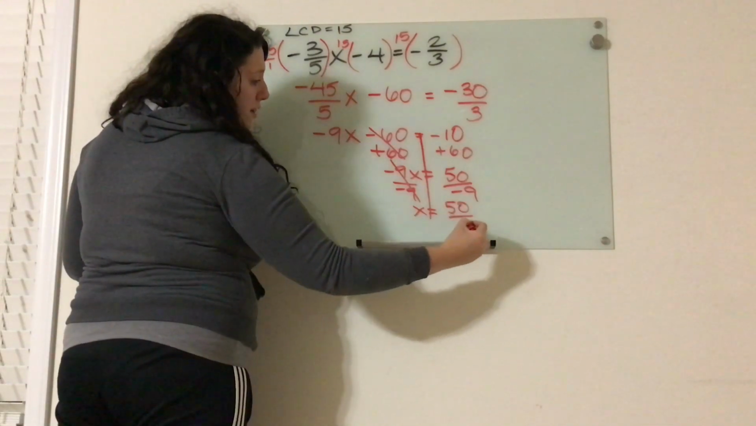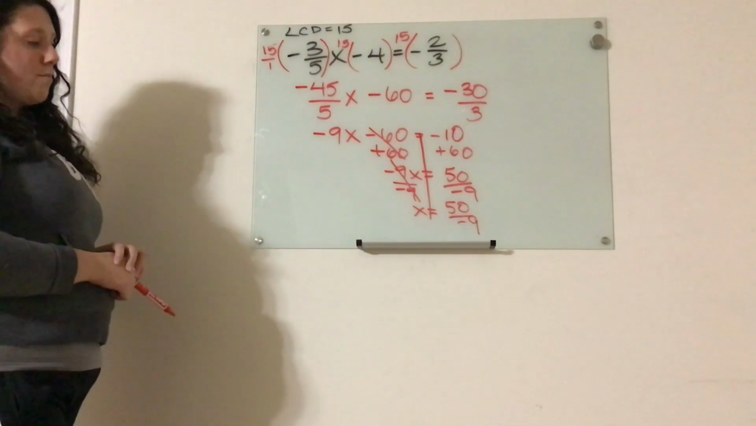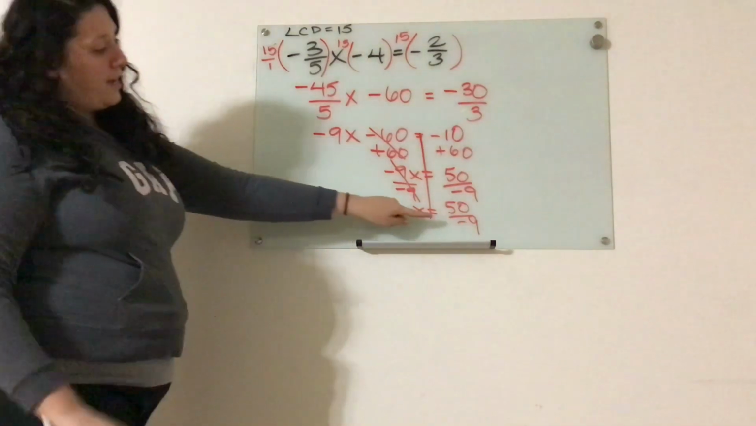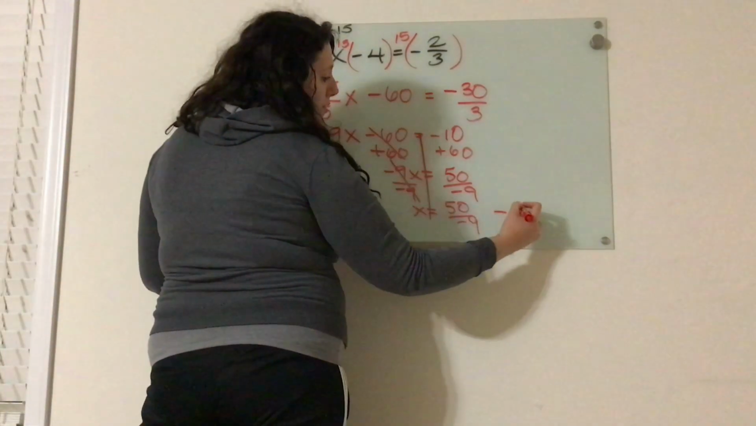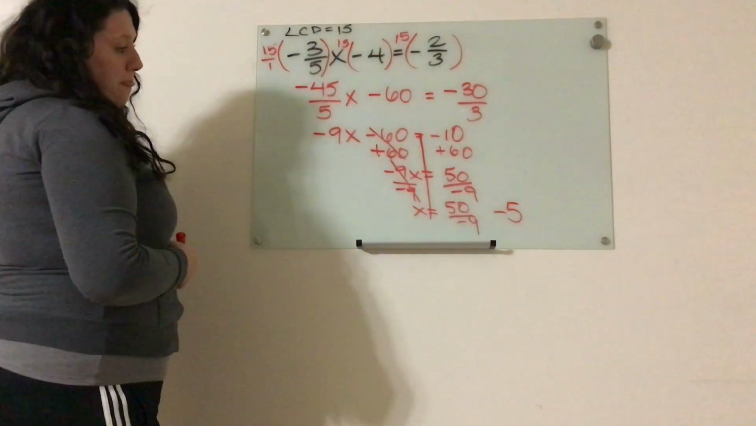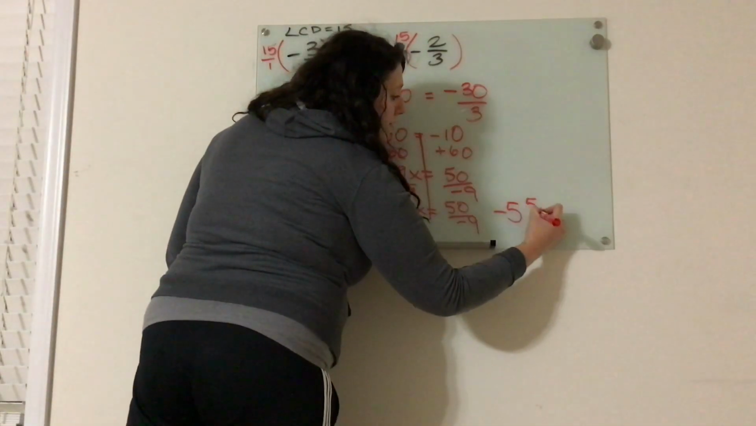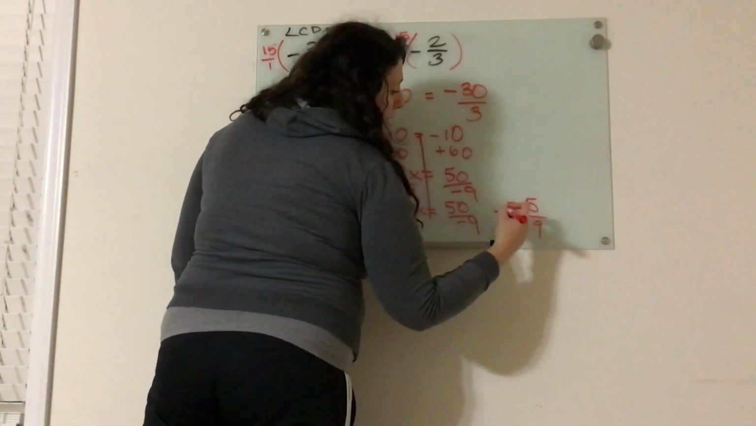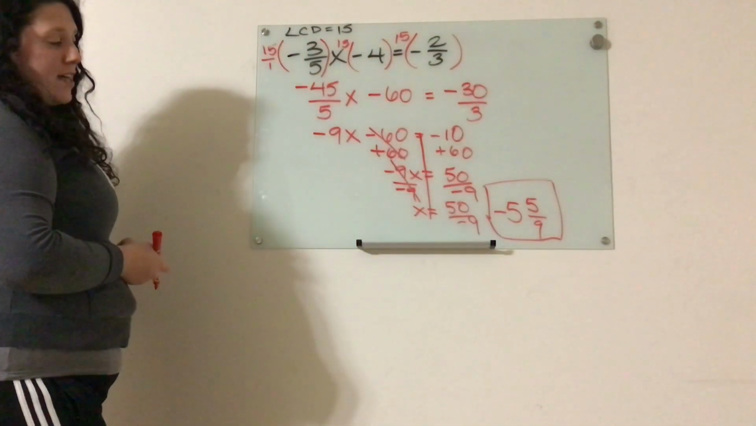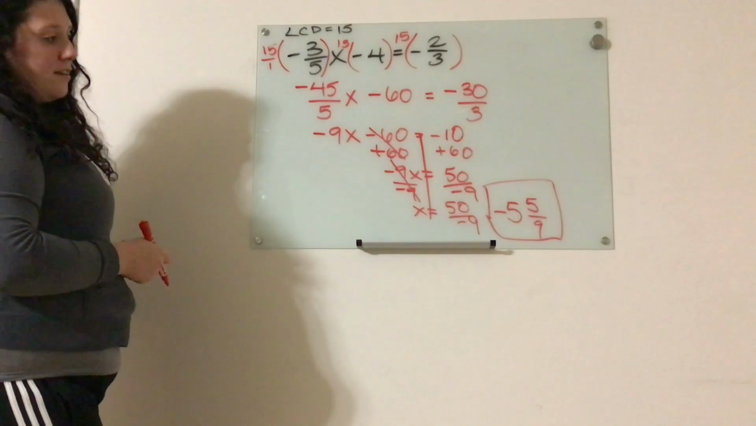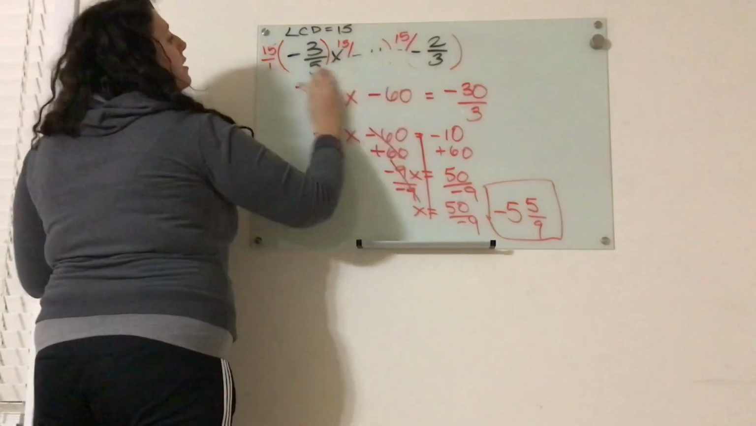This is going to cancel out, and you're going to be left with x equals 50 over negative 9. All right, let's go ahead and change this back to a mixed number. So negative 9 can go into 50 5 times, so I have negative 5. 9 times 5 is going to give me 45, so I would have 5 left over, and 9 is going to remain my denominator. So my final answer would be negative 5 and 5/9. All right, let's go ahead and do another one.